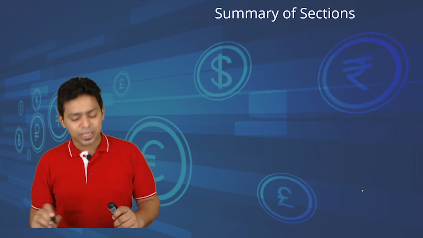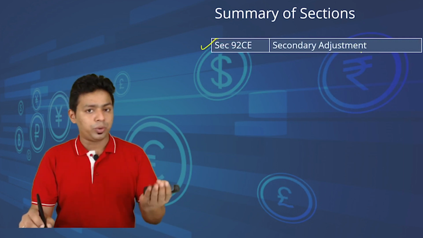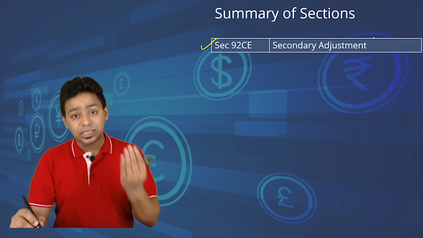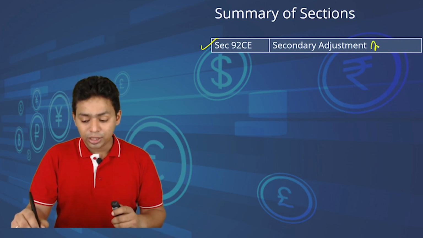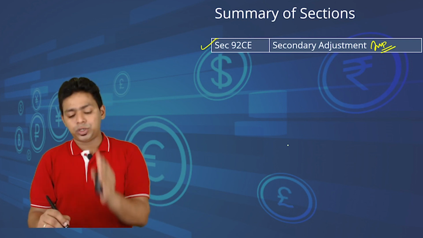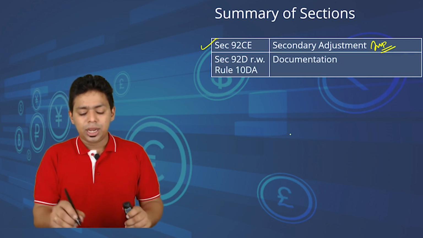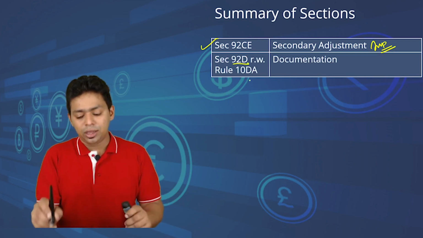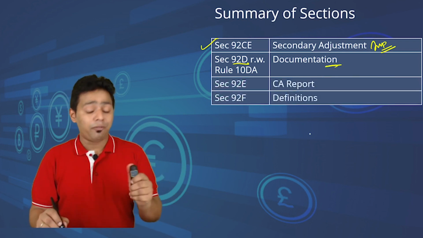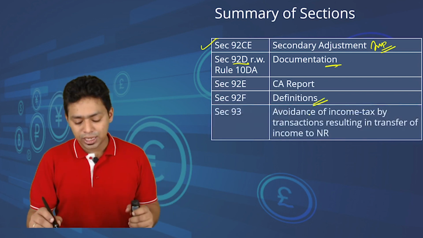92CD, effect of advanced pricing agreement, is the connected section. 92CE: there are two adjustments that we usually do, primary adjustment and secondary adjustment. The concept of secondary adjustment was recently amended by Finance Act 2020. Therefore, mark it as one of the most important. It is highly expected in the exam that there will be a question on section 92CE, secondary adjustment, because the government has changed the rules. 92D, read with 92DA, talks about documentation, and then 92E talks about the CA report. 92F talks about definitions, the definition of particular terms which are used in transfer pricing.